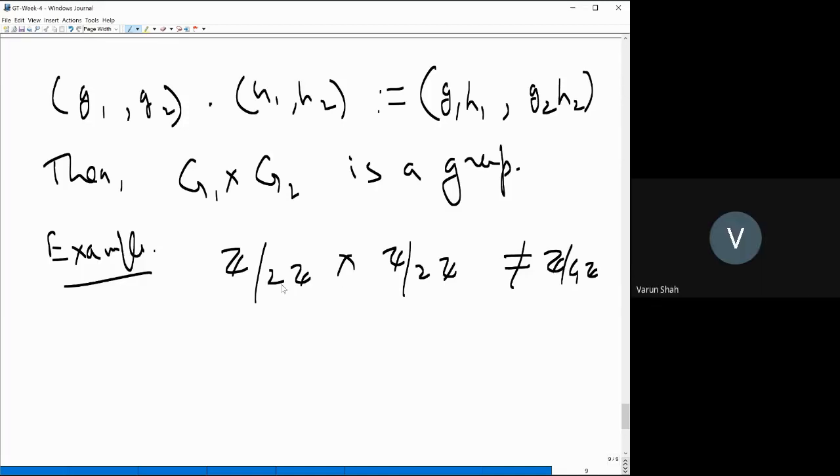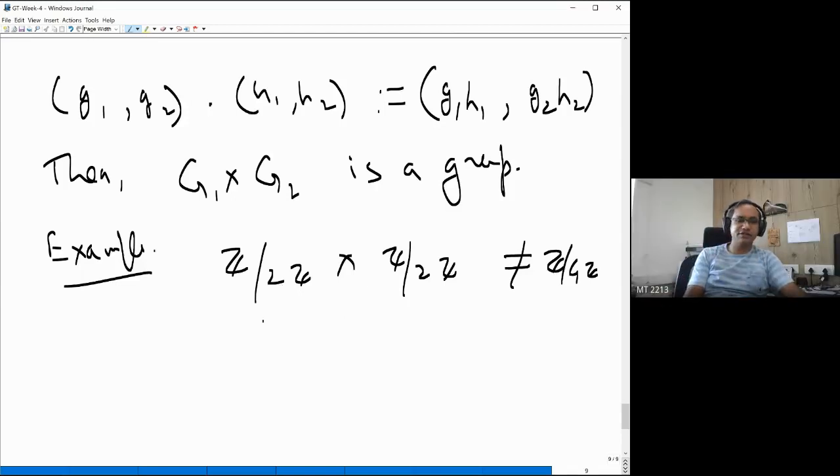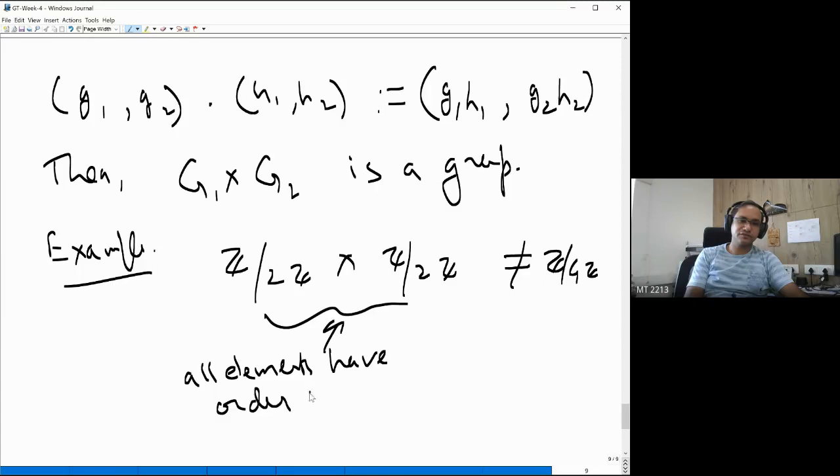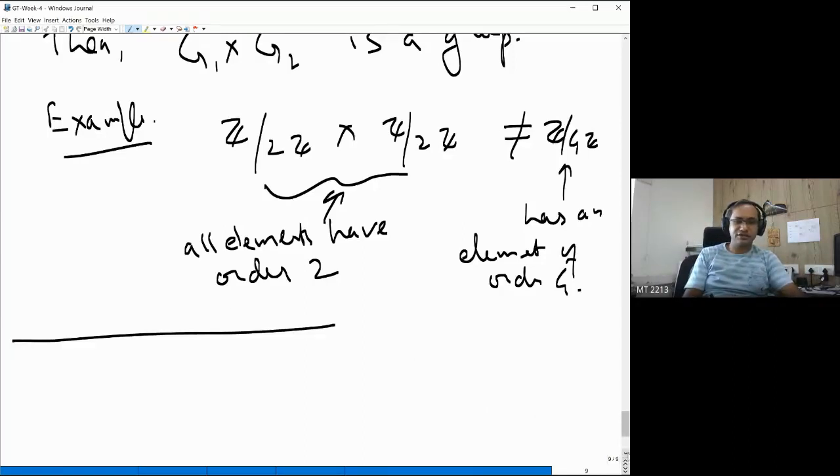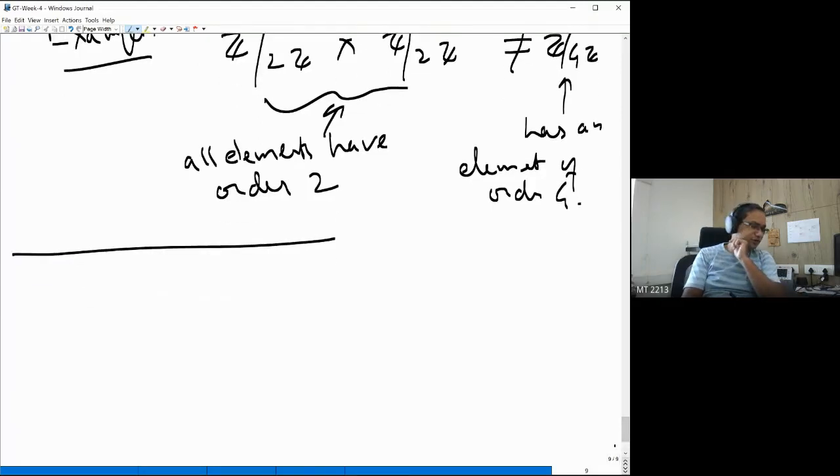Because Z mod 2Z cross Z mod 2Z has no elements of order 4. Yes. So if you check the order of the elements here, all the elements will be of order 2. So all elements have order 2. But this has an element of order 4. This is because if you have an isomorphism, then the order is preserved in an isomorphism. Okay, so these are some ways to produce more examples.